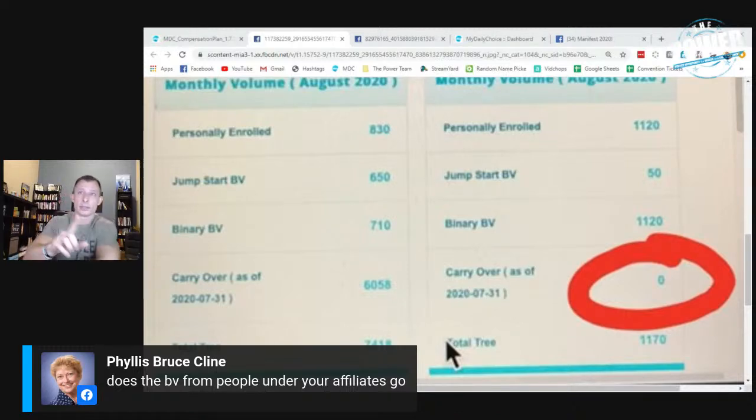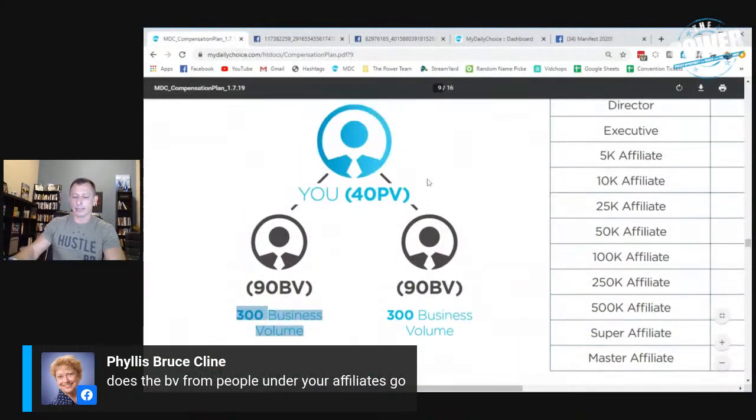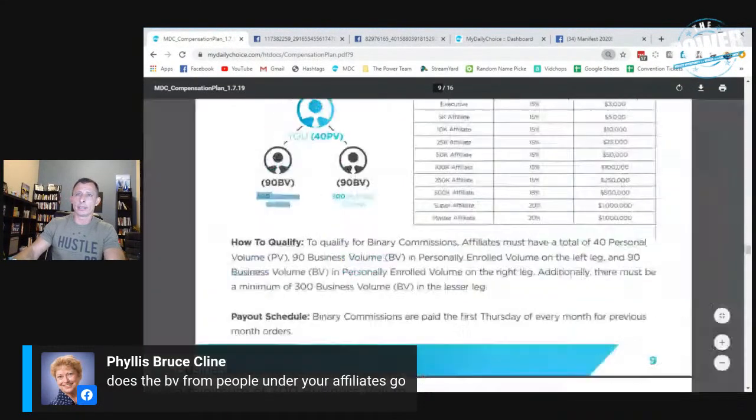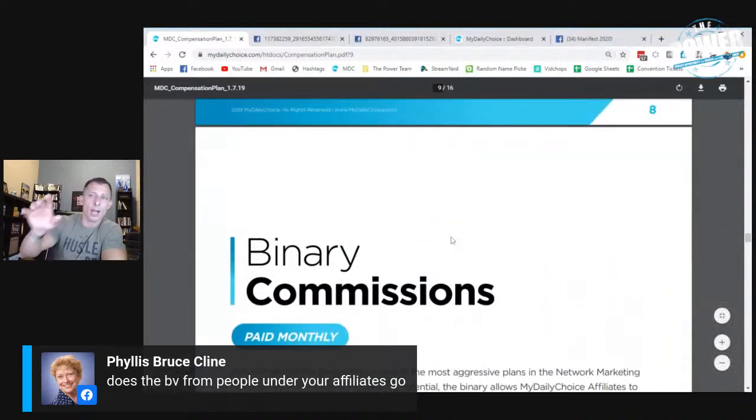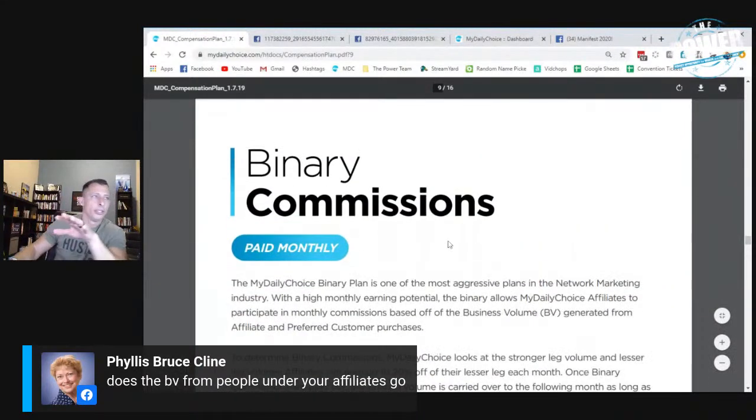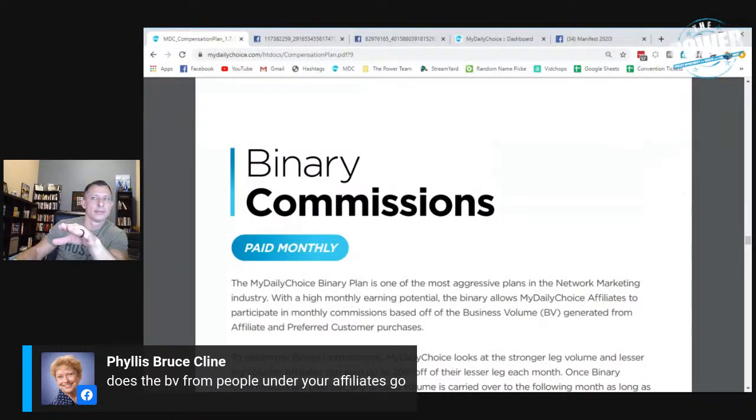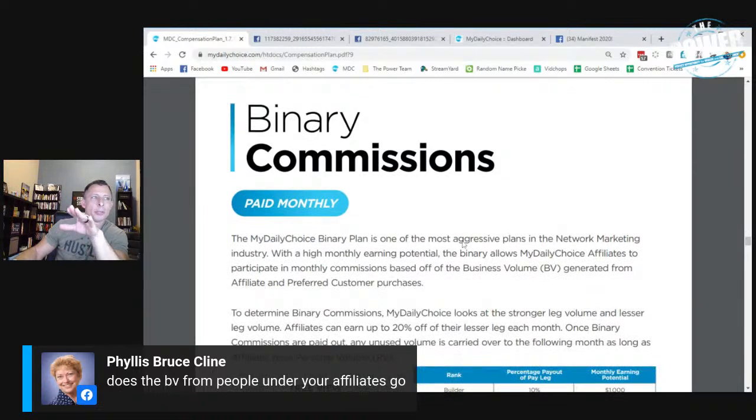Do you guys notice when you look at the comp plan? Okay, look at this, guys. I need you guys to pay attention really quick. When you look at this comp plan on the binary commission, do you notice that nowhere on here does it say how many levels? You know why? Because you're paid on unlimited.